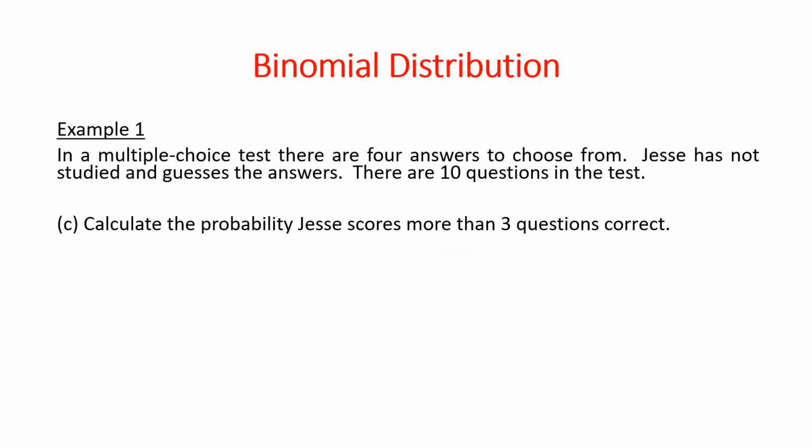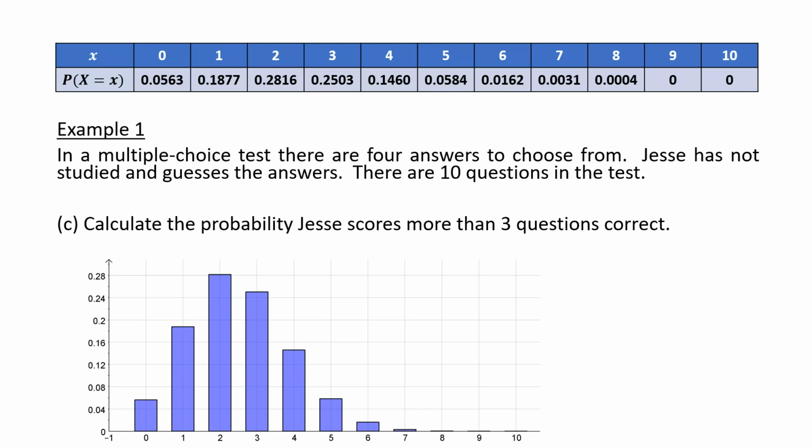All right, let's move on to part C. We're going to calculate the probability Jesse scores more than 3 questions correct. Well, once again, when I say more than 3, look at my table. I want either 4, 5, 6, 7, 8, 9, or 10. More than does not include 3.